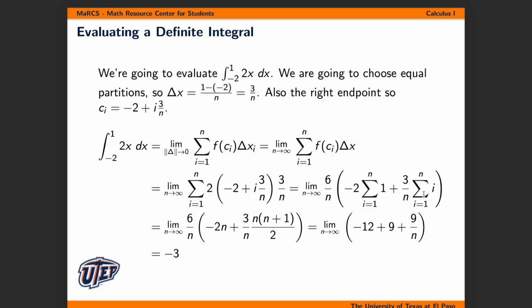And then for this sum, we know that the sum of i from i equals 1 up until n is equal to n times (n plus 1) divided by 2. And then we need to multiply that 3 over n that we had taken out. And then we need to bring down this 6 over n, so over here. So now we can combine like terms and distribute the 6 over n, and we get -12 plus 9 over n, and we need to take the limit as n approaches infinity. So that is equal to -3.